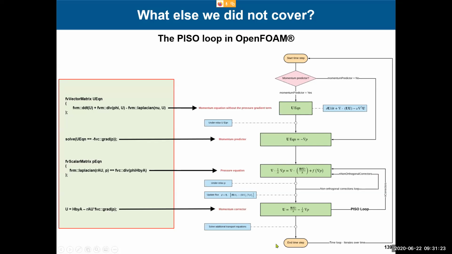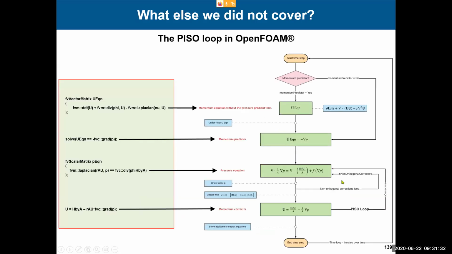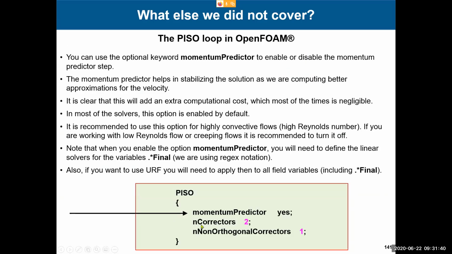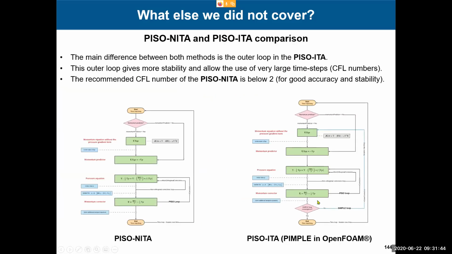Then you go to the PIMPLE loop, okay, just to mention. Here you have the same function, but now you have these nCorrectors. My advice, always put 2 there. This helps to get a better approximation of this equation that is very important, okay? And then the PISO is pretty much the same. Let me go here. So this is the PISO and PIMPLE, okay? Non-iterative PISO is recommended to be used with a CFL less than 2, by the way. And then you have iterative PISO, very robust.